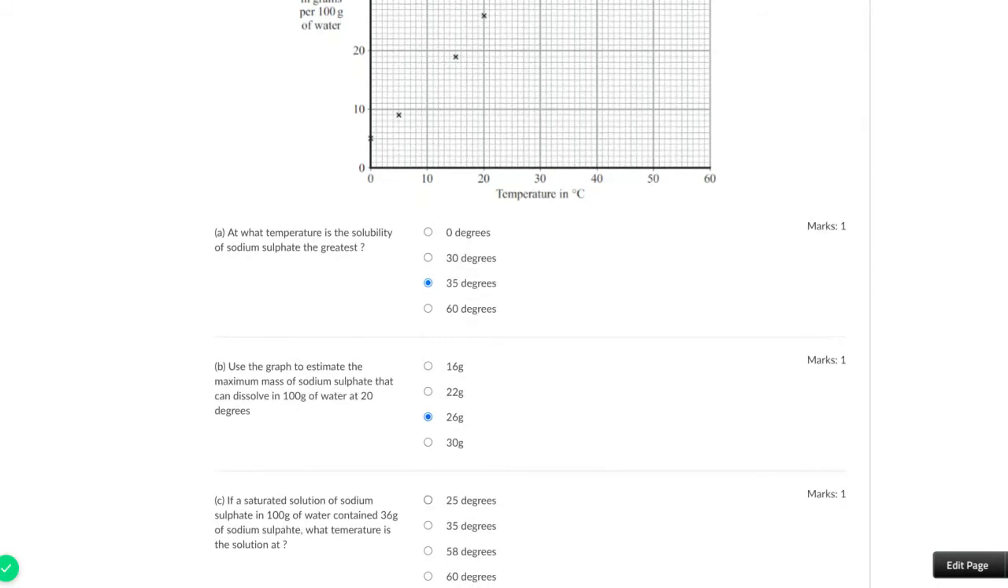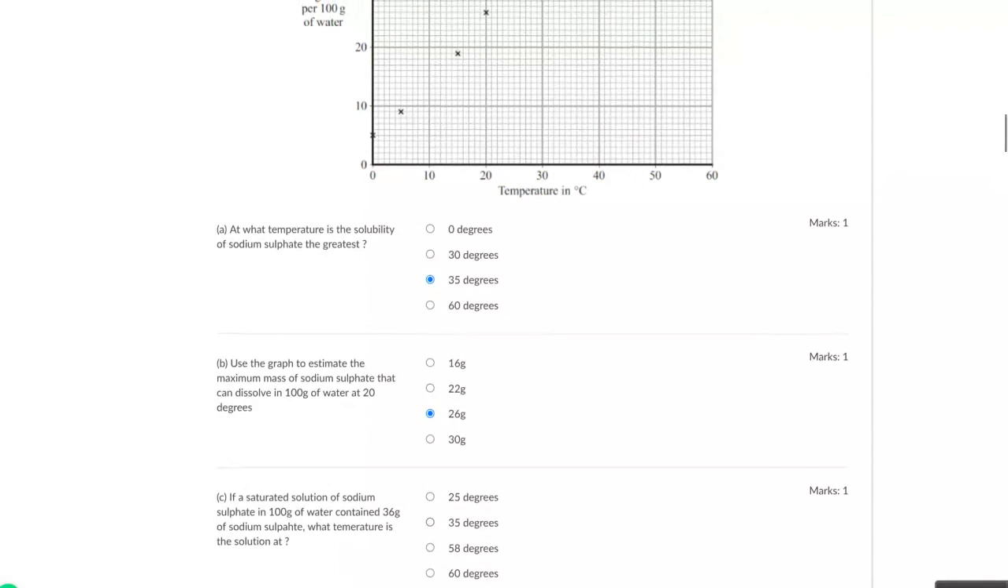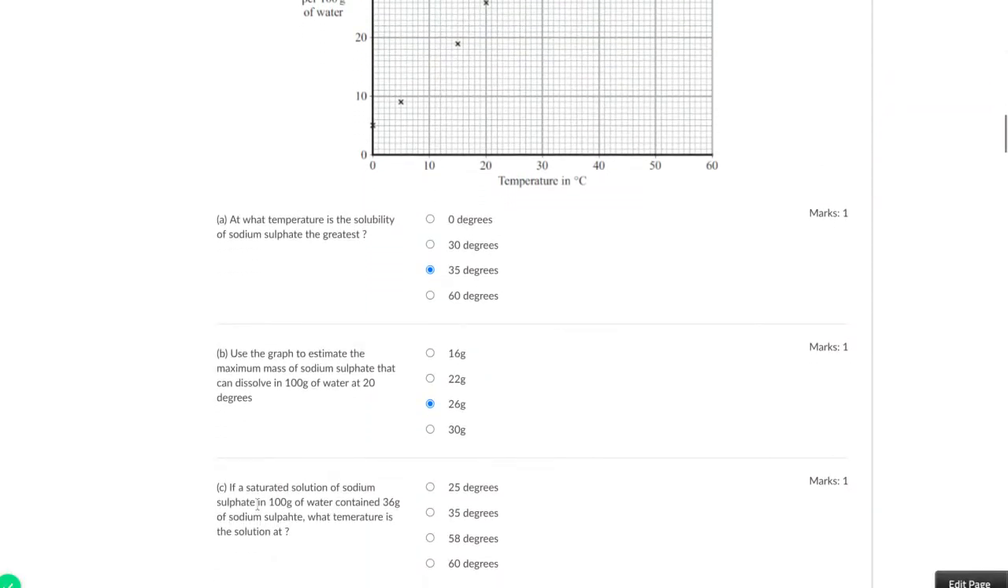So moving on, if we have a saturated solution containing 36 grams of sodium sulfate, what temperature is the solution at this time? So this is just going to ask us to go the other way around. So we've got 36 grams, again, in 100 grams of water. Just make sure that's right. It's different in a later question.